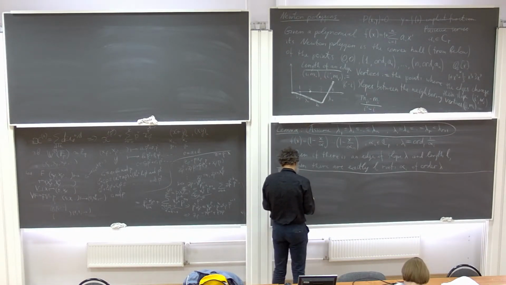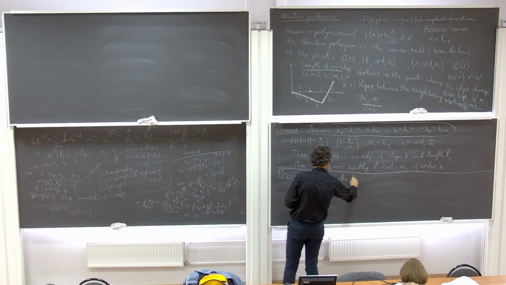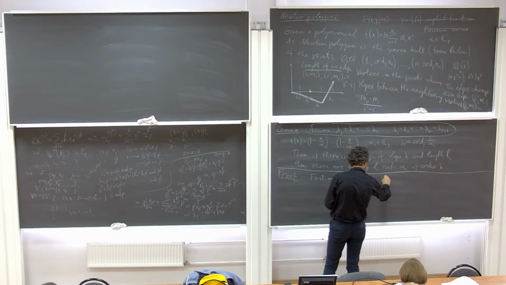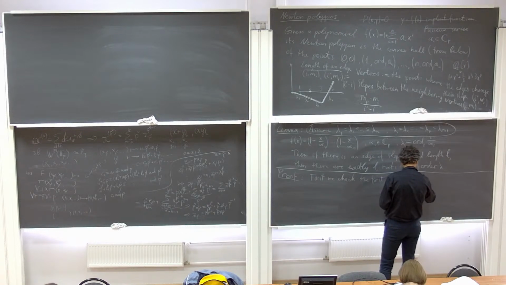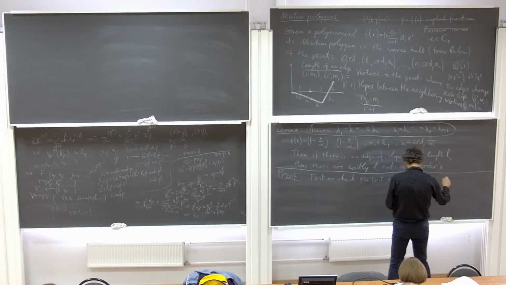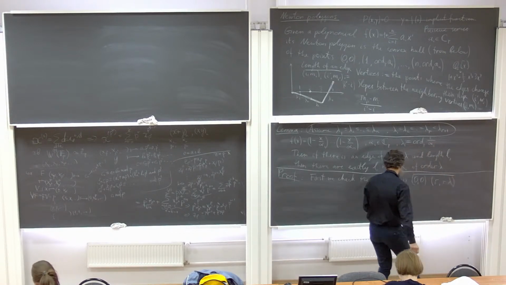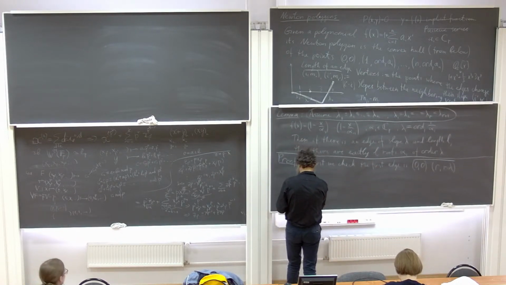So first check that the first edge is from 0 to r times lambda 1. So how do we do this?